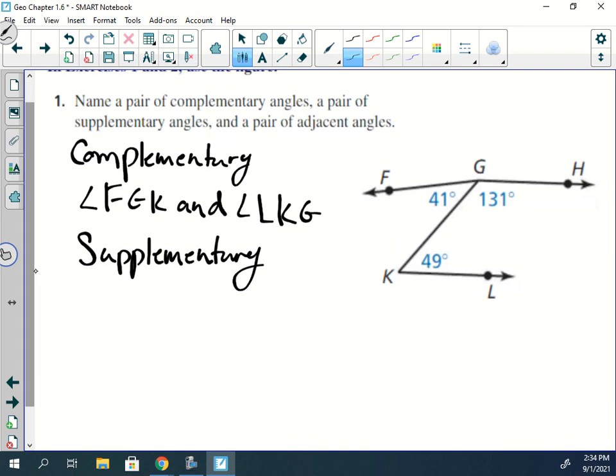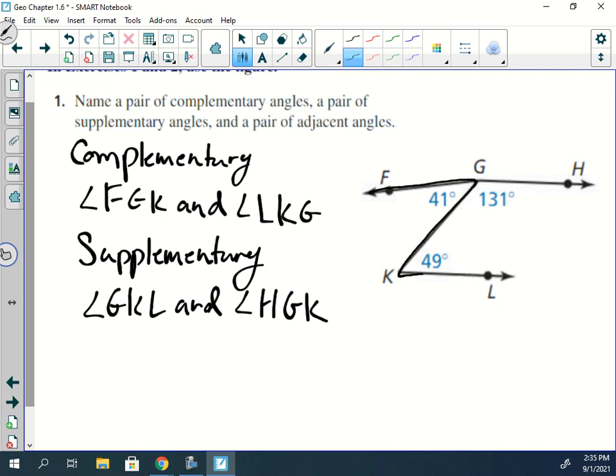Supplementary add up to be what? 180. Complementary is 90. Supplementary is 180. So which two angles add together to be 180 degrees? I would say GKL, yes, and HGK or KGH, because 49 and 131 would add together to be 180.